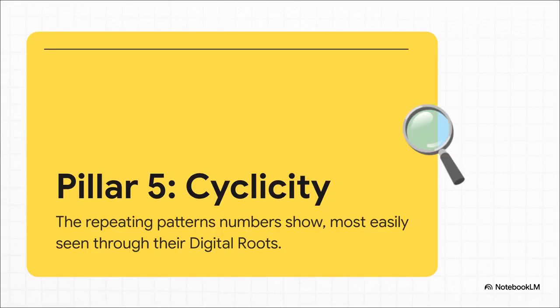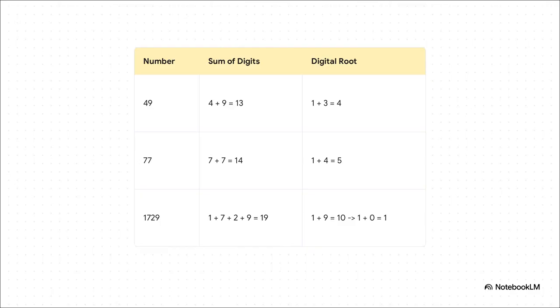Our fifth pillar helps us uncover hidden patterns through something called cyclicality. This is all about the repeating loops and patterns that numbers can fall into, and one of the simplest ways to see this is by calculating a number's digital root. To find the digital root, all you do is sum the digits of a number over and over until you get a single digit. So for 49, you get 13, and then 1 plus 3 is 4.